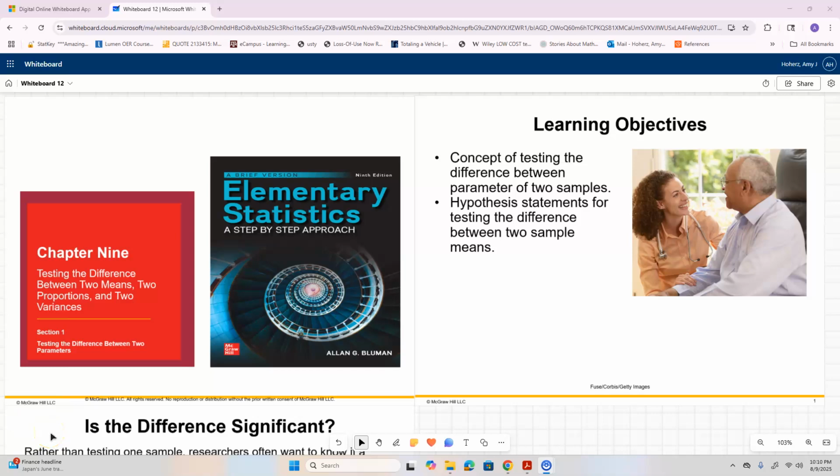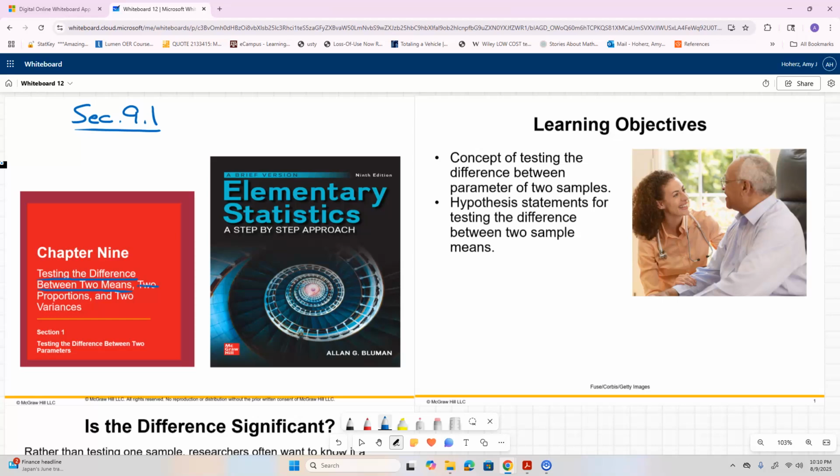So as I mentioned, we are going to revisit hypothesis testing in Chapter 9. We are not going to do all of Chapter 9. We're only going to do the first 3 sections. And we're going to be talking in this chapter about testing the difference between two samples. Specifically, we're going to test the difference between two means, two sample means.